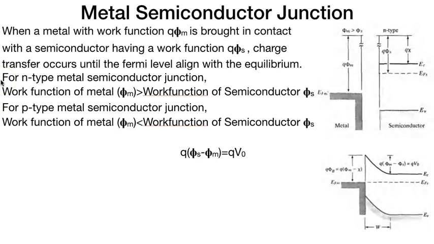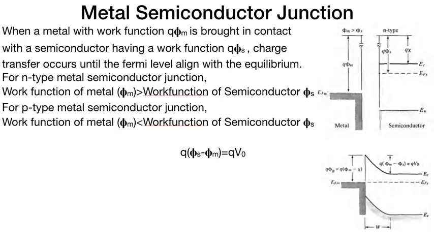The metal-semiconductor junction. It is often seen that, rather than two semiconductors forming a junction, a metal and a semiconductor can also form a junction. When a metal with work function q phi m is brought in contact with a semiconductor having work function q phi s, charge transfers until the Fermi levels align at equilibrium.